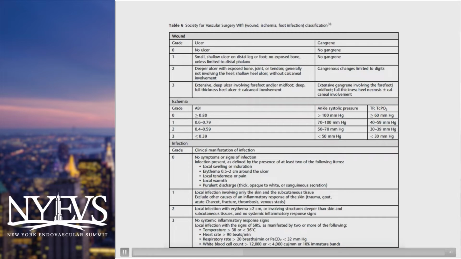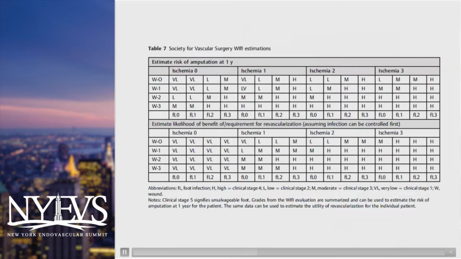Then we have the WIfI classification, which is a useful way of looking at how obstructive disease affects the leg. So basically it has three components, which are wound, ischemia, and foot infection. And it has different grades of ulcer, different grades of ischemia, and different grades of infection. Again, it did not have an underlying anatomical extent of the disease, but it did help. The way WIfI classification is useful is it gives an estimate of amputation at 1 year and the estimated likelihood of benefit of or requirement for revascularization in different categories.